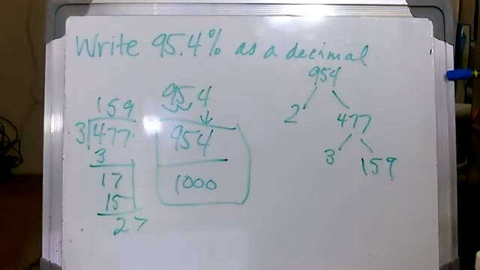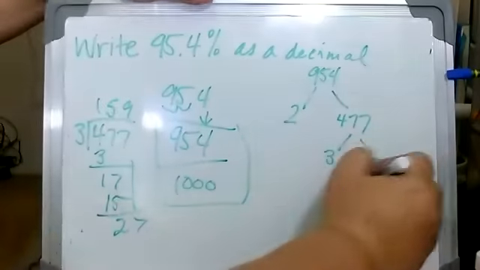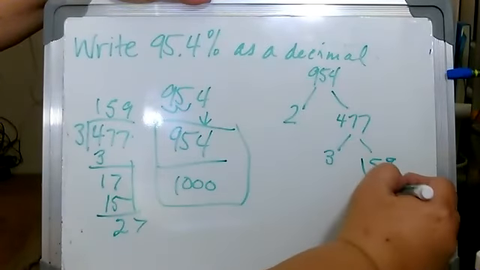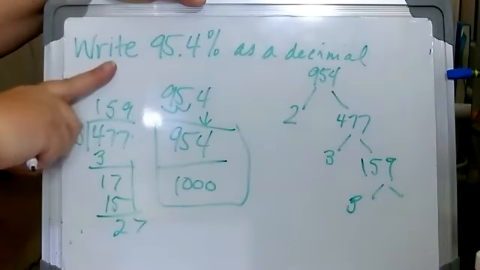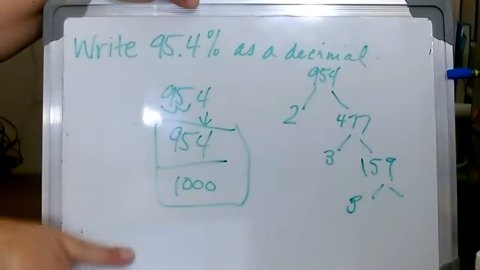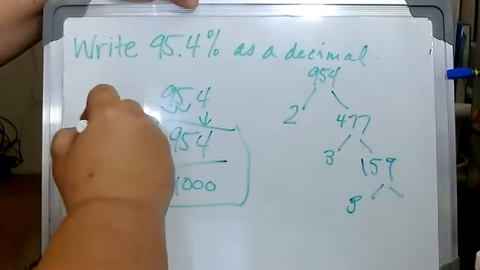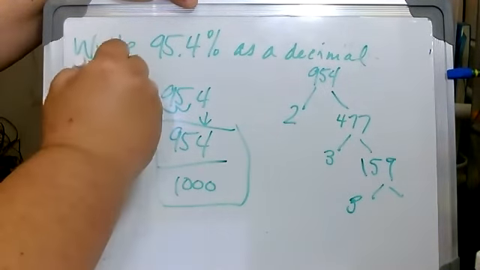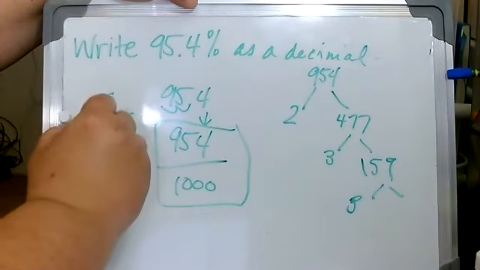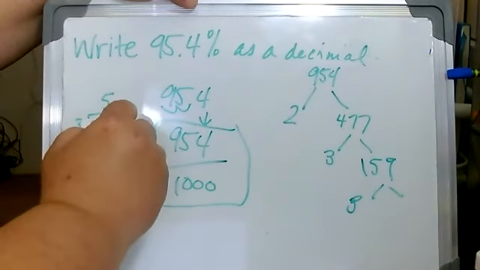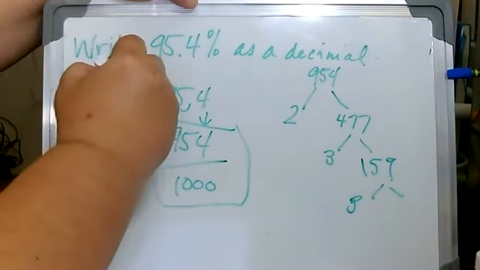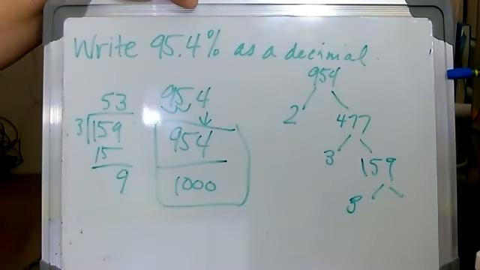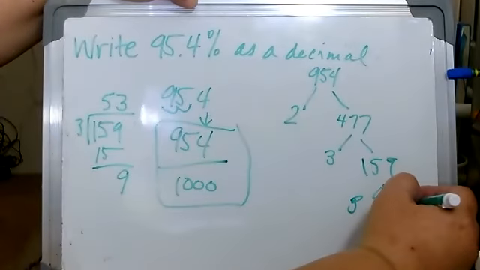Let's see. If you add 1 and 5, that's 6. And then 6 plus 9 is 15. That is divisible by 3. So we're going to go back over here to 3 and do it again. 159 divided by 3. 3 goes into 15 5 times. 5 times 3 is 15. 15 minus 15 is 0. We're going to drop down the 9. 3 goes into 9 3 times. Okay. So 53.